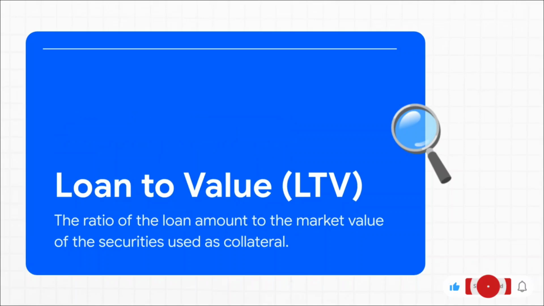And the last key term for this section is LTV, which stands for loan to value. This is a really important risk management tool. All it is, is a ratio that tells you how much a bank is willing to lend against the value of your shares or bonds. So if the LTV is 60%, it means for every 100 rupees worth of securities you put up, you can get a loan of up to 60 rupees. See? A lower LTV means you have to put more of your own skin in the game, which gives the bank a nice big safety cushion.